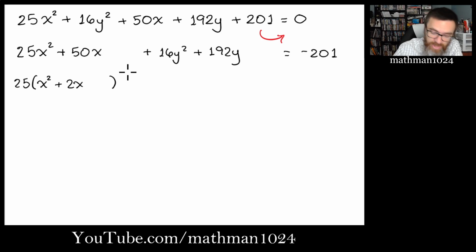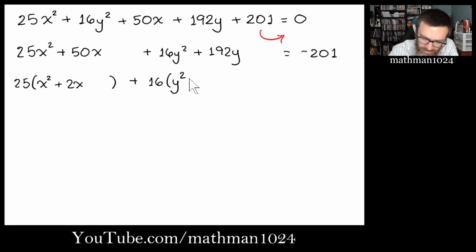Again, leave some space. Plus, now let's factor out the 16, so we have y squared. And when we take 16 out of 192, if I'm doing the math correctly, that would give us 12, so plus 12y, again, leave some space, and it still equals the negative 201. We didn't do anything with that.